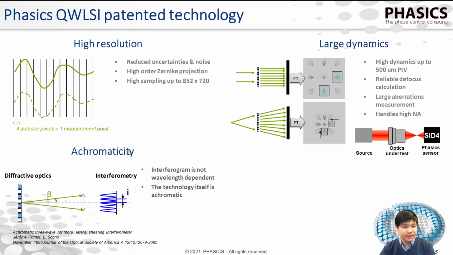The third advantage is the achromaticity of the system. We can make analysis and measurements with the same accuracy at different wavelengths. It means that you can really use the wavefront sensor to characterize the chromatic effect or the chromatic behavior of your optics under test. This is also particularly useful when you want to characterize a lens system.